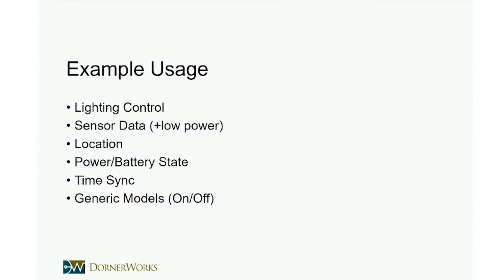Location tracking, power and battery state, time synchronization are a couple other examples, and then generic models. These things are on-off, things that can be turned on or off. It doesn't have to be a light. It could be anything that you can switch on, generators, you can switch on a lot of things that just have a binary state. So that's really where the models come in. We'll cover a lot more detail later.